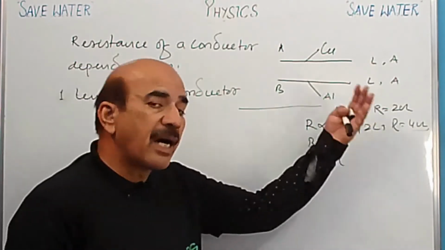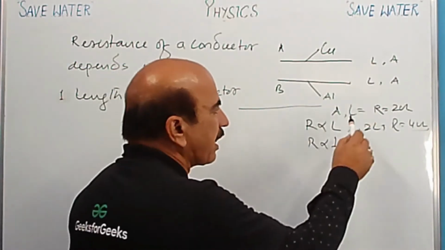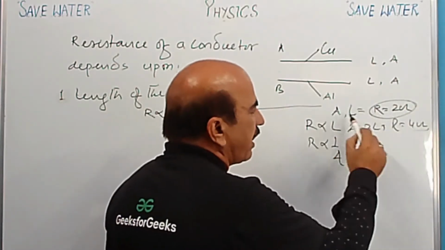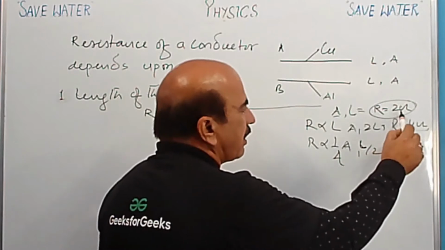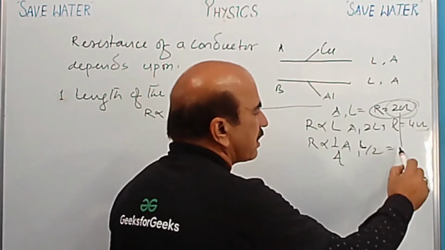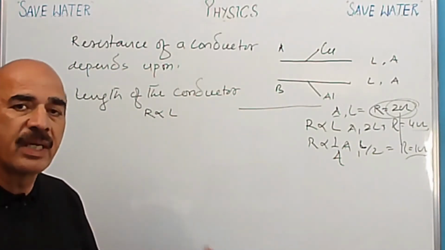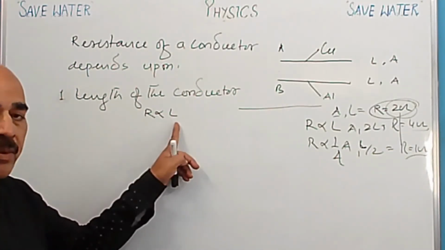If length becomes half, and area of cross section is the same A, then resistance will be half of this, that is R will be 1 ohm. This we have discussed, right? So R is directly proportional to L.